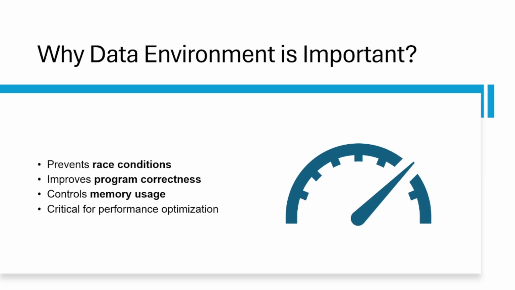So why is the data environment important? The data environment prevents race conditions and improves program correctness. It controls the memory usage, and this is mainly critical for performance optimization.